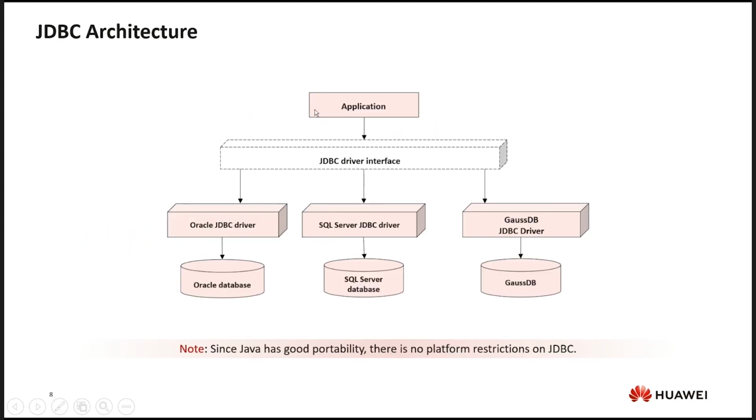Here is the architecture of JDBC. We have our application here, and here is a standard interface, and each provider has their own implementation, like the Oracle implementation of JDBC, or the Gauss implementation of a JDBC driver. Then you can communicate with their own database. Because JDBC is written in Java, you write once and run everywhere.